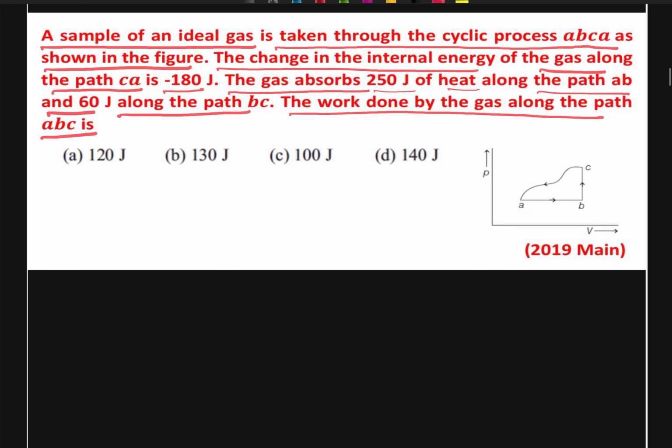So we are given a PV diagram, and it is a cyclic process. It starts from A, goes to B, C and comes back to A. And we are given that the internal energy change along the path CA is minus 180, and the heat absorbed along AB is given, and for path BC is also given to us. We have to find out the work done along the path ABC.